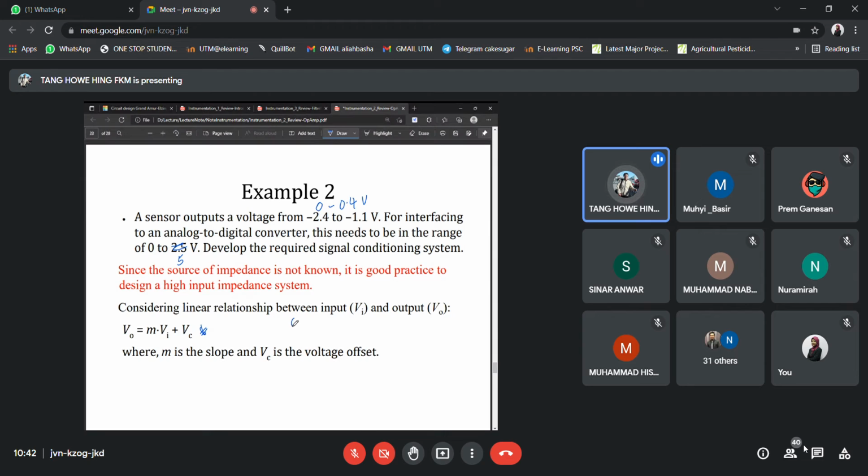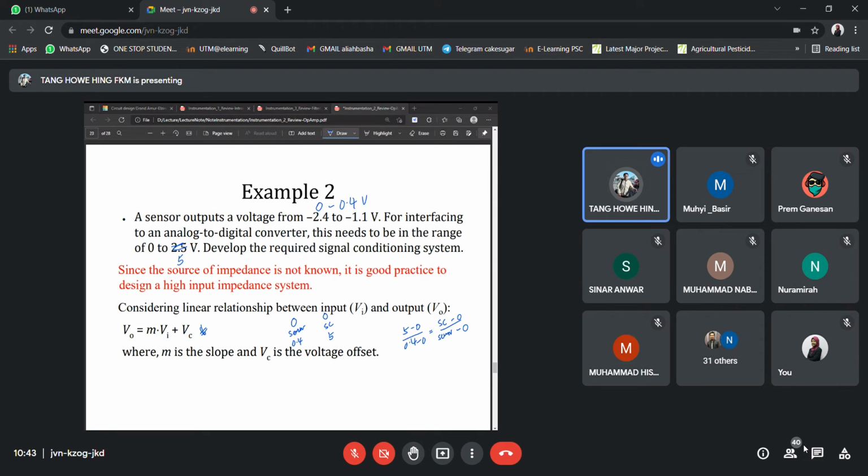And therefore, we know that from 0 to 0.4, correspondingly we want it to be 0 to 5 volts. So this is the sensor readings, and this will be the signal conditioner. So 5 minus 0 divided by 0.4 minus 0 is equivalent to X signal conditioning minus 0, divided by sensor minus 0.